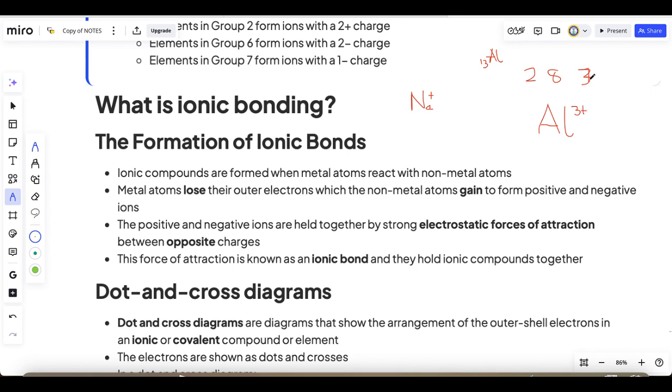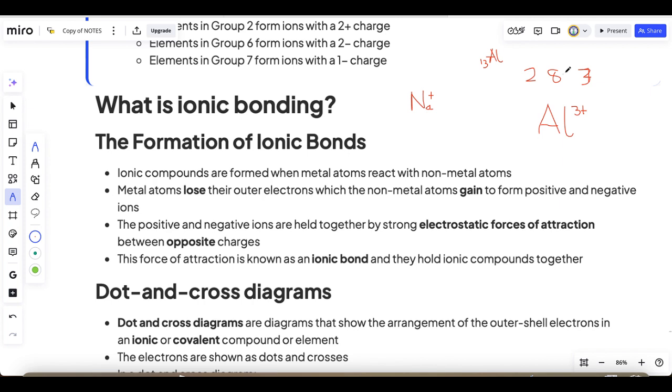The number of electrons in your outermost shell determines the group you'll be in the periodic table. And the number of your shells, if you count your shells, 1, 2, 3, determines your period. If you have 3 shells, 1, 2, 3, you'll be in the third period in the periodic table. If you have 2 shells, you're in period 2. Remember that. The number of shells determines your period.